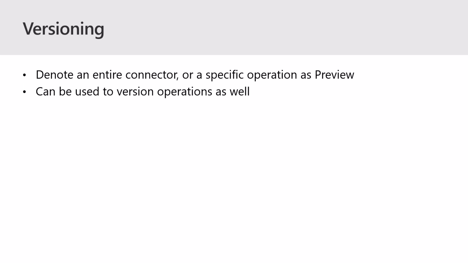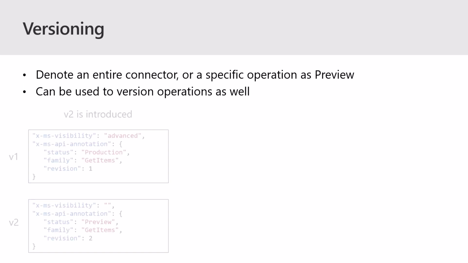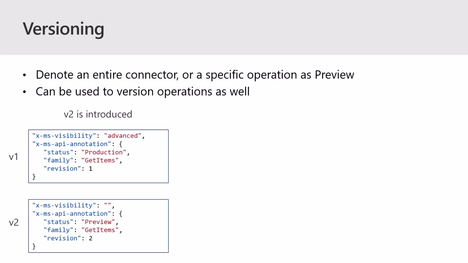You can apply this at the API level to mark the API as a preview or a production API. At the operational scope, you can use additional properties like revision, status, and deprecated attributes to define the state of an action. In this section, we're going to look at how an action called getItems evolves from version 1 to version 2.